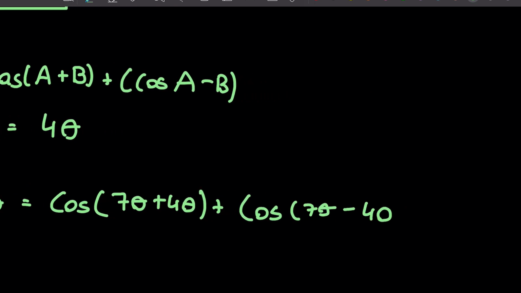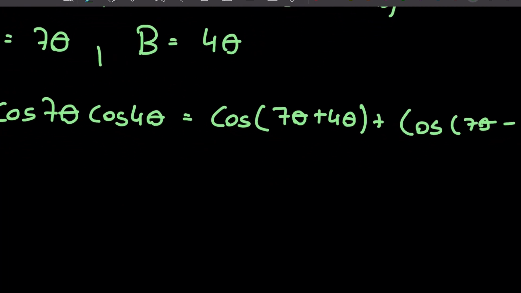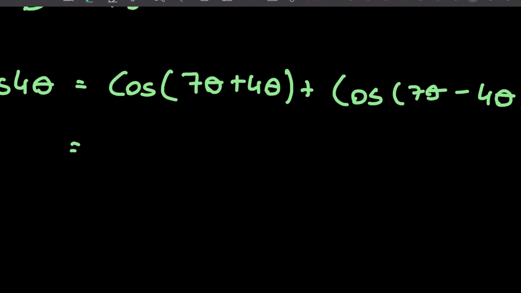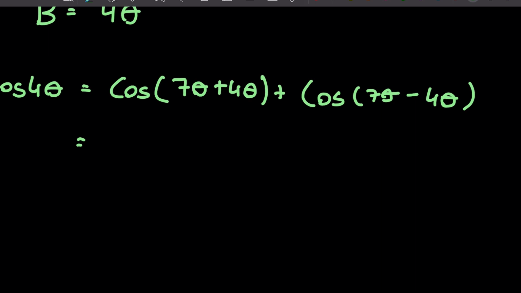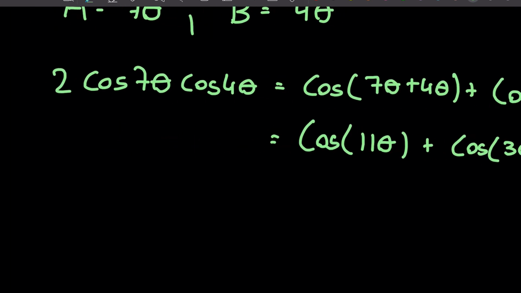Sorry, the theta looks kind of like 0, so I thought it was 70 for a second. But nevertheless, let's continue. So simplifying this now, on the right hand side we have cos of 7 theta plus 4 theta, so that can just be written as cos of 11 theta, plus cos, and on this side we have 7 theta minus 4 theta, so in this case we can have cos of 3 theta. So we have 2 cos 7 theta cos 4 theta is equal to that.